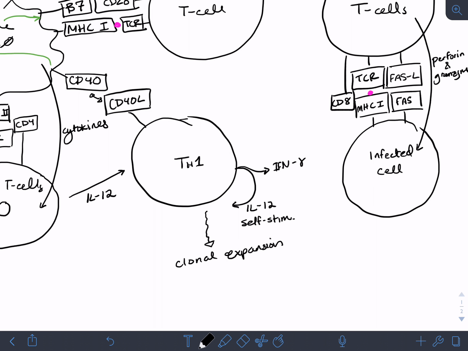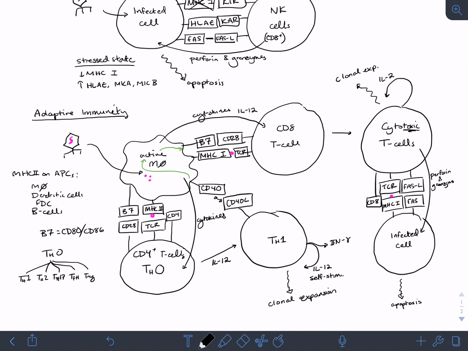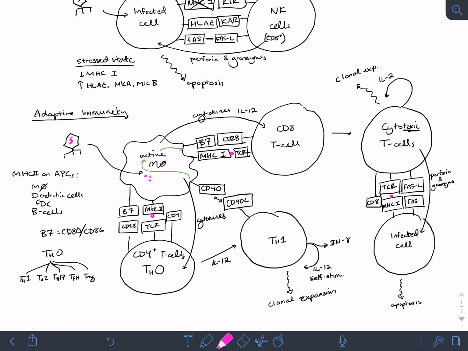Okay? And that's going to result in the same thing, apoptosis. All right, that's how you kill infected cells, virally infected cells. That's what you do. So just as a quick review, you have a macrophage that's been infected with the virus. The macrophage is going to present its antigen onto MHC2 and also MHC1.